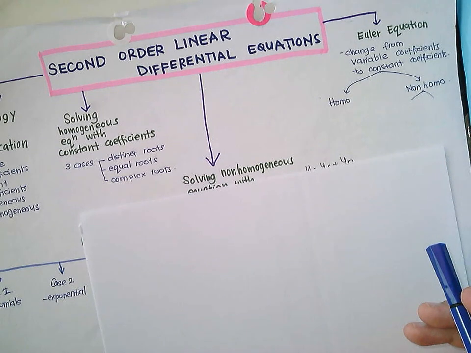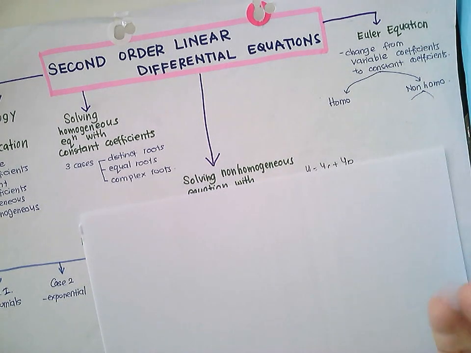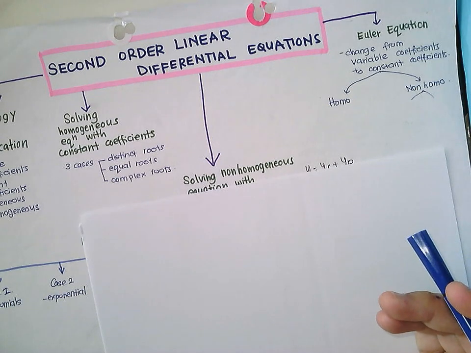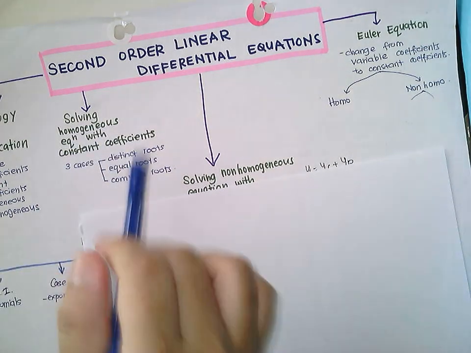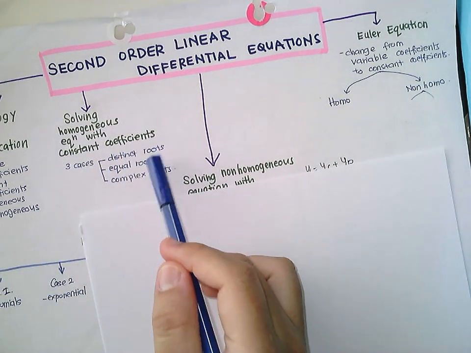So today I'm going to teach you how to solve homogeneous equation with constant coefficient. So what is homogeneous equation with constant coefficient? What is the general form of this equation? Okay, so you have to know the general form first. Then only you can solve by using either this one or this one.